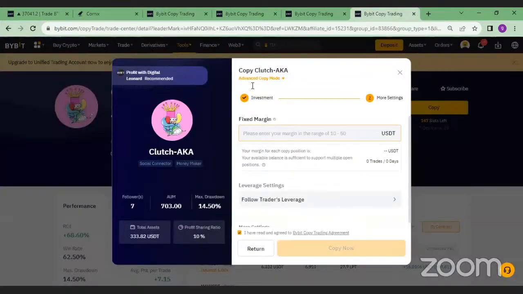Okay, you too can make money from copy trading if you want to. So that's basically it on the copy trading.